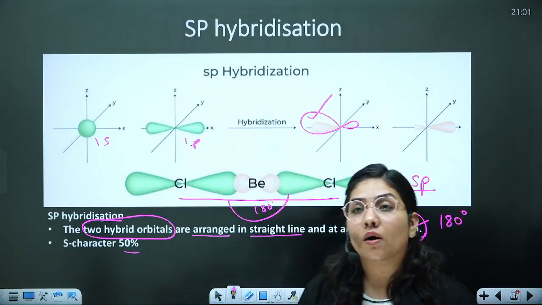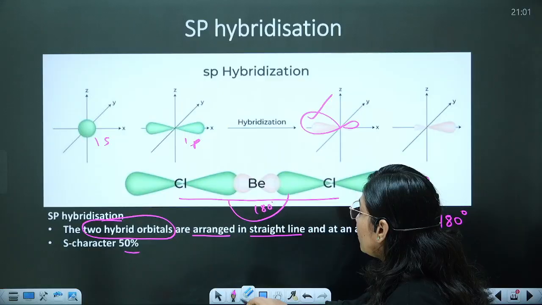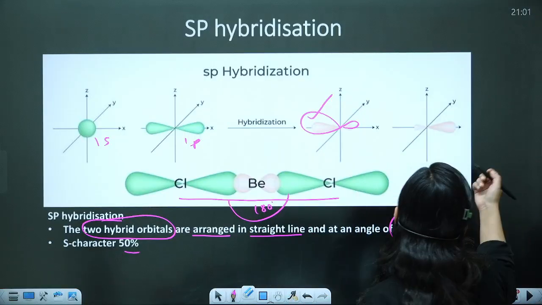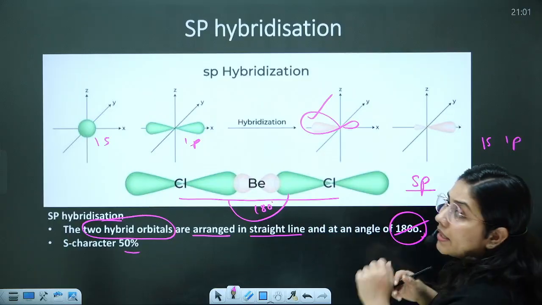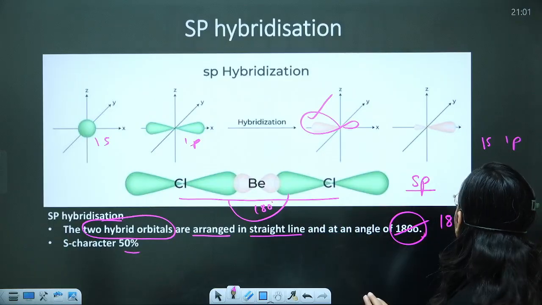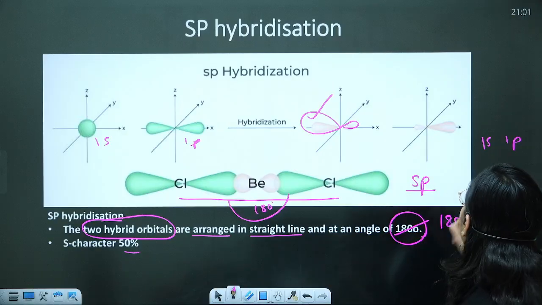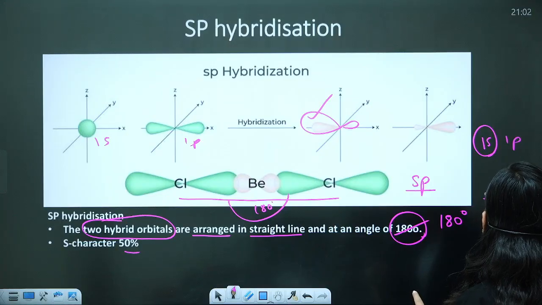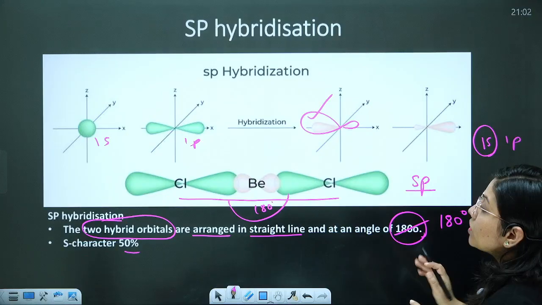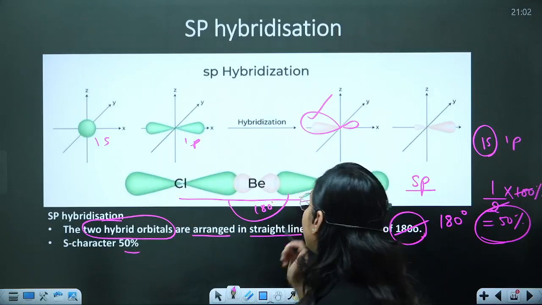Now how to find out the S character when we know the hybridization? See, you can do one thing which is very easy. Here 1s and 1p are participating. It means how many things are there in total? 2. We have to find out the percentage of S character. Okay, how many s are here? 1, and multiply by 100. You will be getting 50%. So this molecule is having 50% S character and 50% P character.